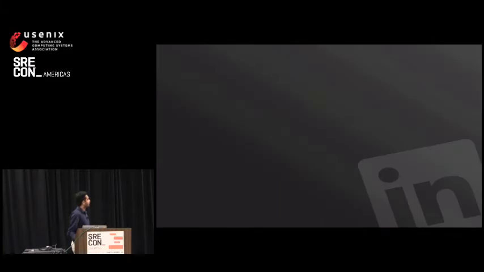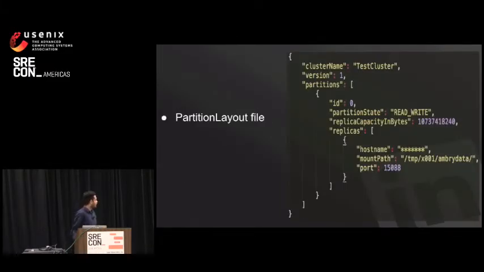The second layout file is known as the partition layout file. The partition here is a logical partition that we use. We separate the logical layer from the physical mapping, and this layout file is the one that maintains that mapping. So you can see that for each partition there will be a set of nodes which will contain the replicas of the partition.